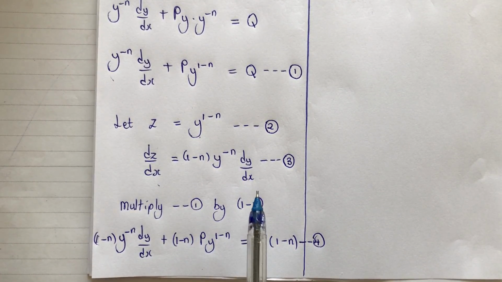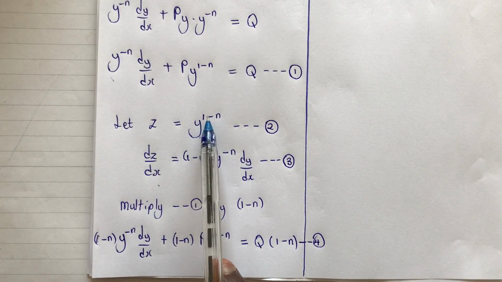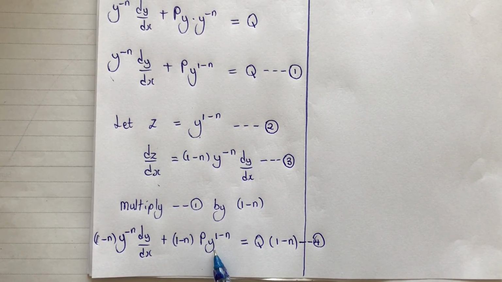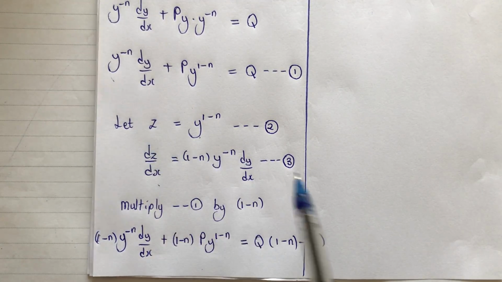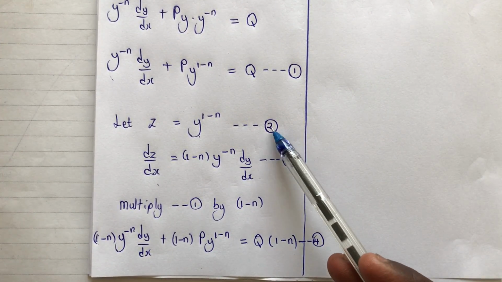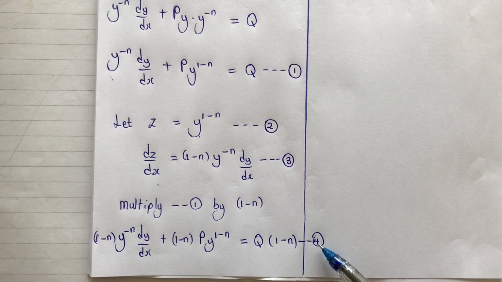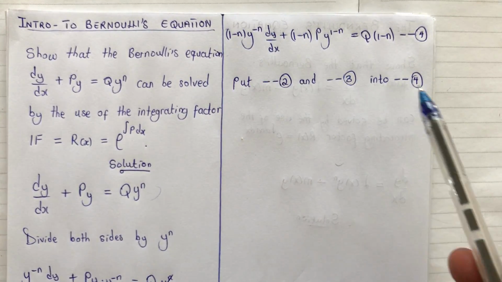Why? When we go to equation 2, we said that let z be equal to y to the power 1 minus n. And we are also having y to the power 1 minus n at this side. So we can say that this side of the equation is equal to what? z. I guess you got the concept. So your next step is to substitute equation 2 and equation 3 into equation 4. As simple as that. So we learned that this side of equation 4 is dz/dx.